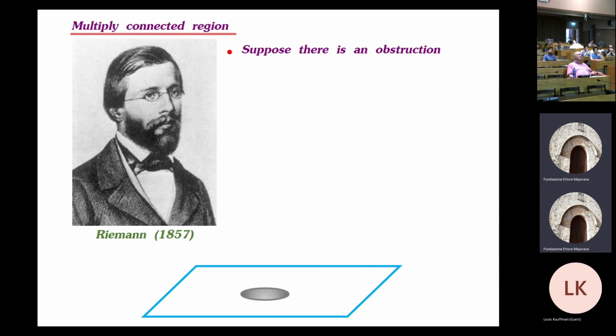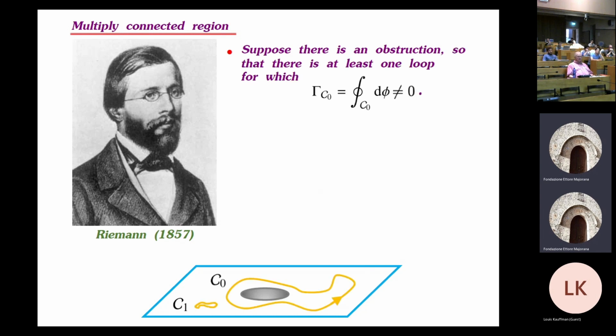Now, what about if there is an obstruction? This obstruction can be a hole in the surface or a pillar of a bridge in a fluid flow or something like that. And so what happens here? Well, we have at least one closed loop that cannot be shrunk to a point, and the region is therefore said to be doubly connected. So there is at least one curve, C0, where the circulation is different from 0. And the idea is to insert a cut.